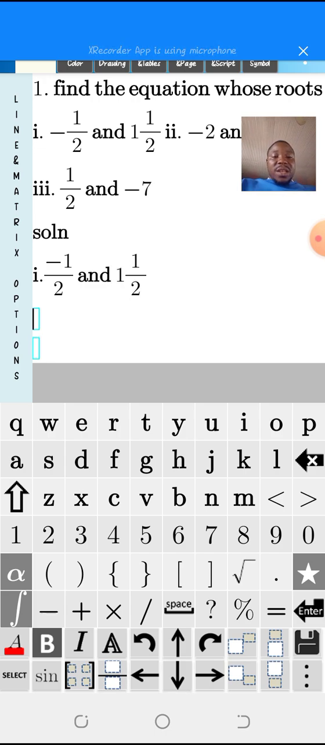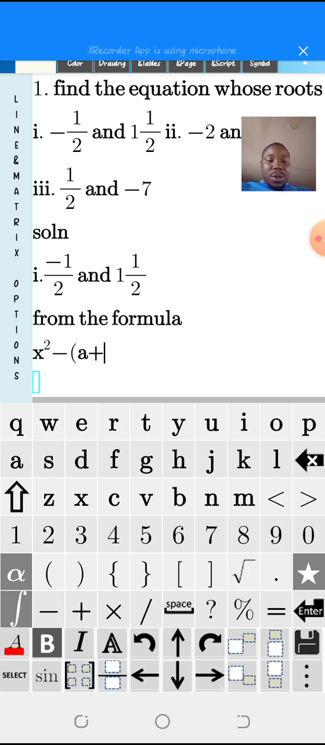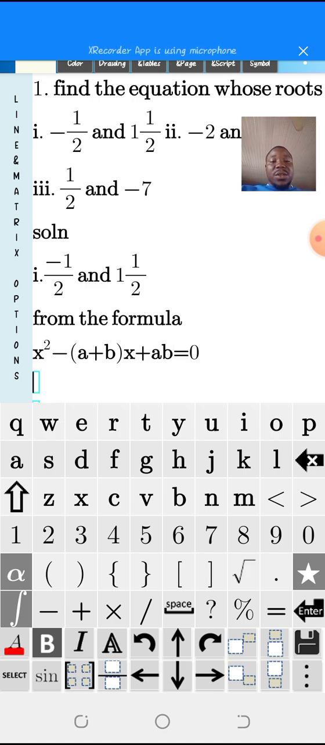So what we do is we quickly recall our formula method. From the formula, x squared minus (a plus b)x plus ab equals 0. Please take note, a plus b is the sum of roots, and ab is the product of roots, okay? And a and b are the roots of the equation.